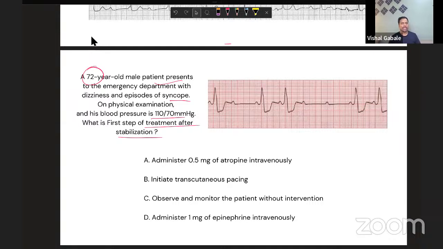I told you, no. In high grade block, two to three waves will not get passed and one wave will get passed. Okay, and in complete heart block, there will be no relation between P and QRS. Okay, so you got it?